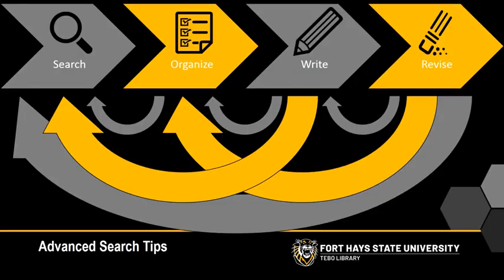Even if you choose great keywords and use Boolean operators effectively, you probably won't find all the information you need with one search. In the library world, we talk about searching as strategic exploration. It's an iterative or repetitive process. Every time you search, you learn something new that makes your next search better.